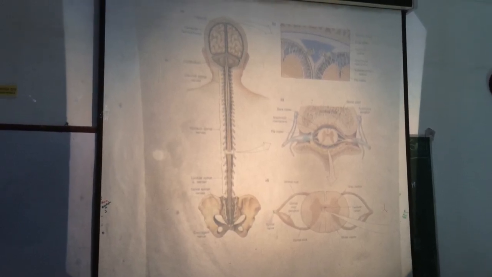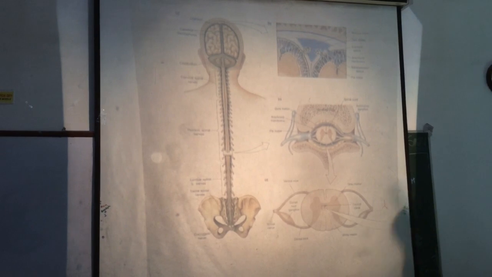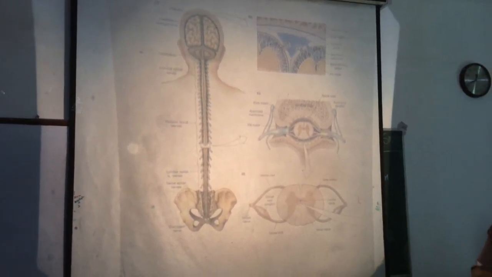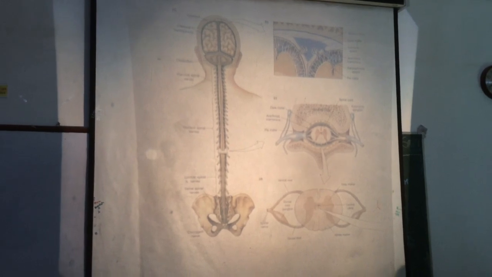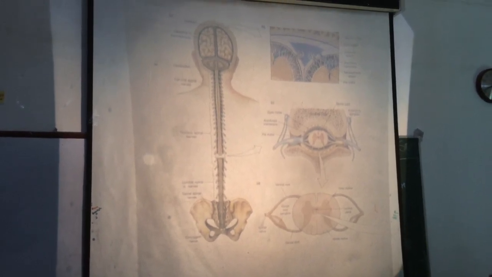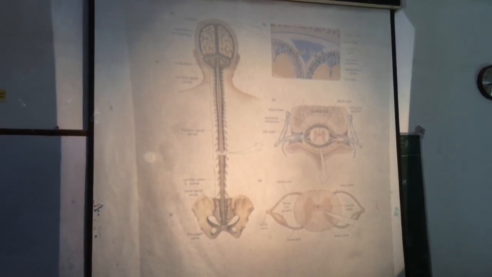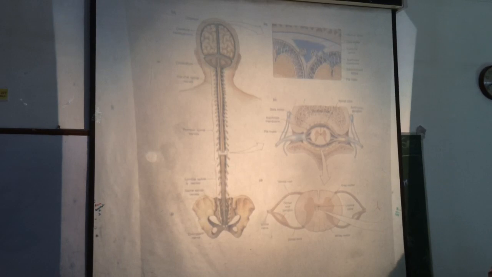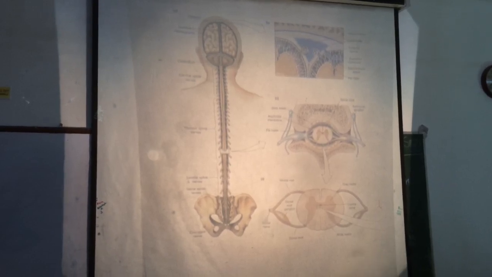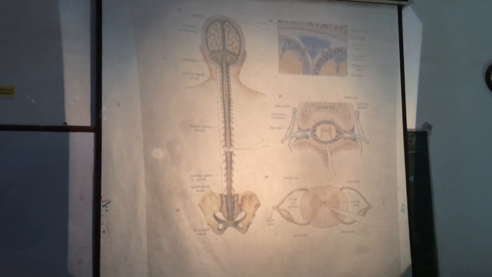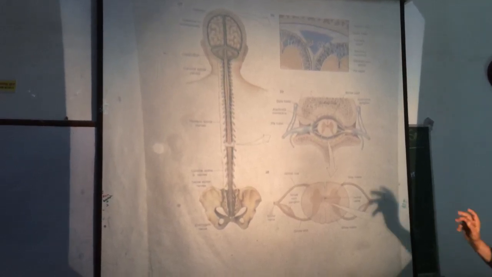And anterior rami at the root of the lower limbs unite to form lumbar and sacral plexus. At the root of the lower limbs, there is formation of the lumbar and sacral plexus by joining of the anterior rami of the spinal nerves. So this is about the spinal nerves.